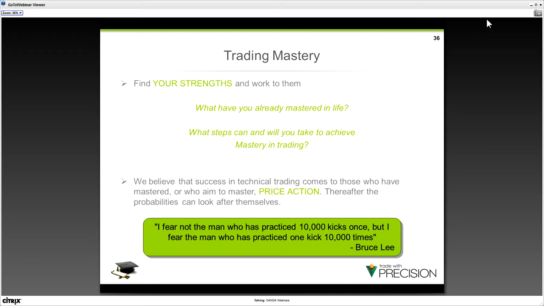Okay, we know what other investors are doing. We know what the major funds are doing because that activity is going to be priced into the market, and we can see it reflected on a price chart. A guy by the name of Bruce Lee once said this about mastery. He said, I fear not the man who has practiced 10,000 kicks once, but I fear the man who has practiced one kick 10,000 times. So that's coming from the martial arts master.